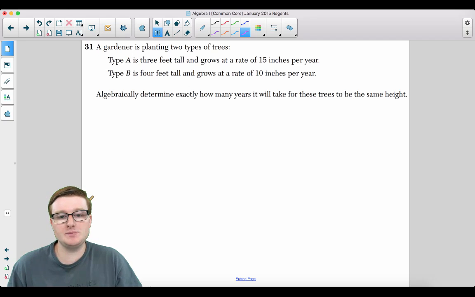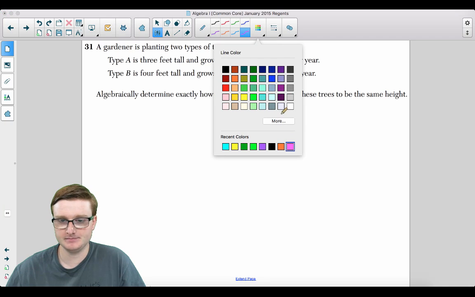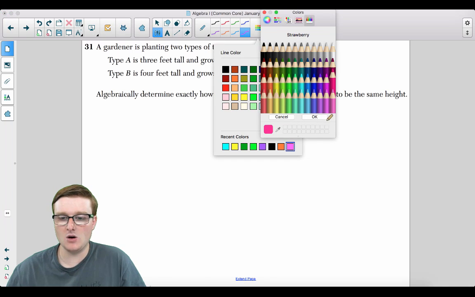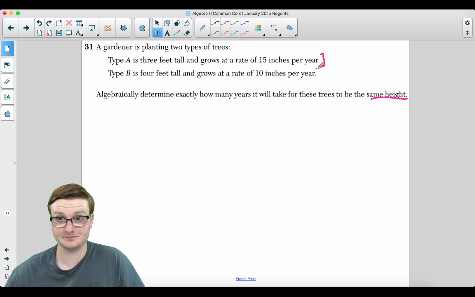So, a gardener is planting 2 types of trees. Type A is 3 feet tall and grows at a rate of 15 inches per year. And type B is 4 feet tall and grows at a rate of 10 inches per year. Algebraically determine how many years it will take for these trees to be the same height. So what you have to know is, how could you express these? Well, type A is 3 feet tall and grows at a rate of 15 inches per year. So that is y is equal to 15 inches per year plus the 3 feet.